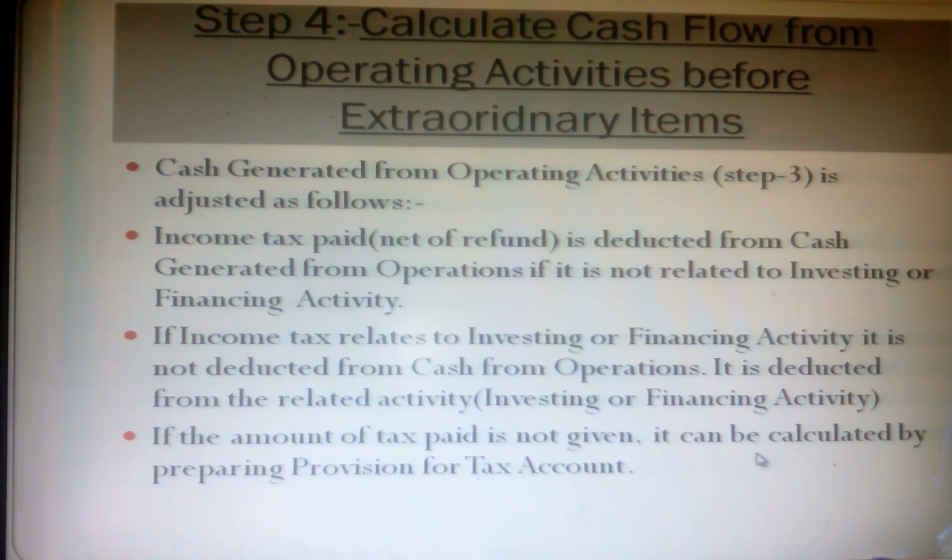Okay, then step 4, to calculate cash flow from operating activities before extraordinary items. Correct. So cash generated from operating activities, from step 3, is adjusted as follows. Income tax paid, net of refund, is deducted from cash generated from operations, if it is not related to investing or financing activity, as discussed earlier. If income tax relates to investing or financing activity, it is not deducted from cash from operations. It is deducted from the related activity, like investing or financing activity. Correct. If the amount of tax paid is not given, it can be calculated by preparing the provision for tax account.